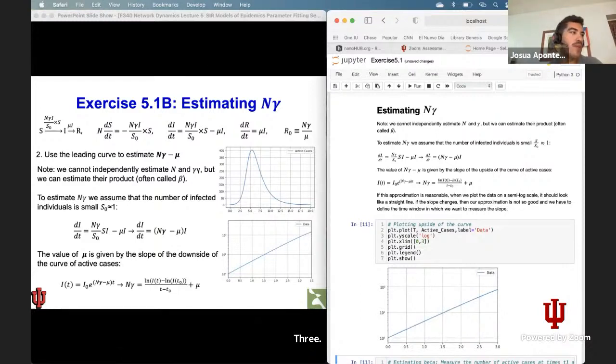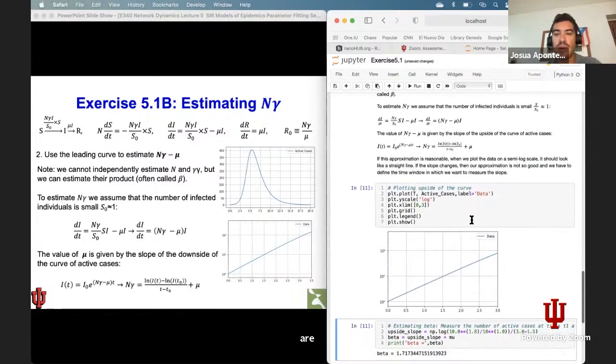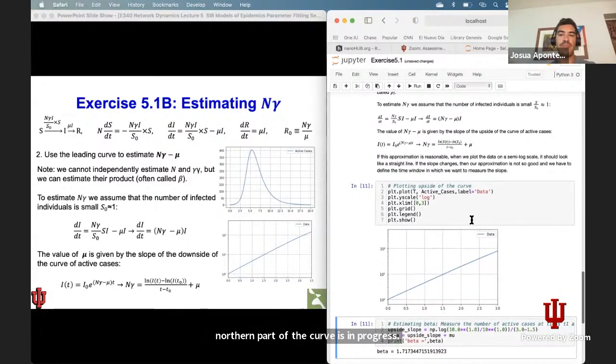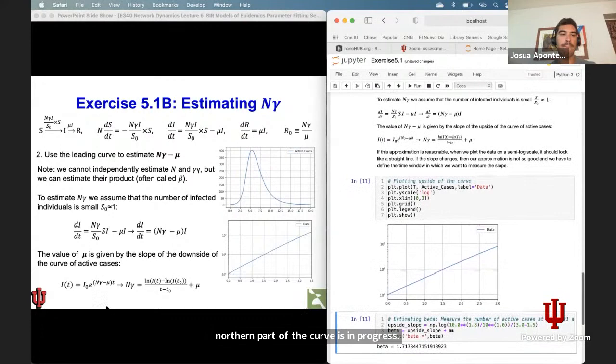Okay, yeah, so that's fine, right? Because that's the point. If you choose numbers outside of the range, you would expect your estimate of beta to be incorrect because again, your assumption that we are in the leading part of the curve is incorrect. Yeah, that's a good point. Good.